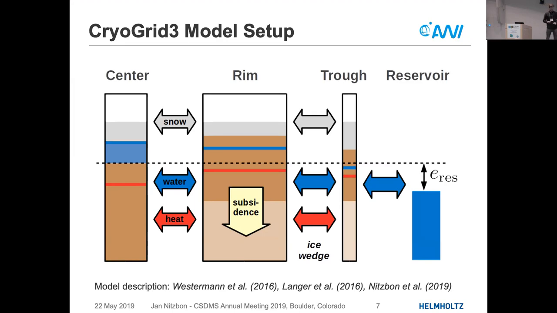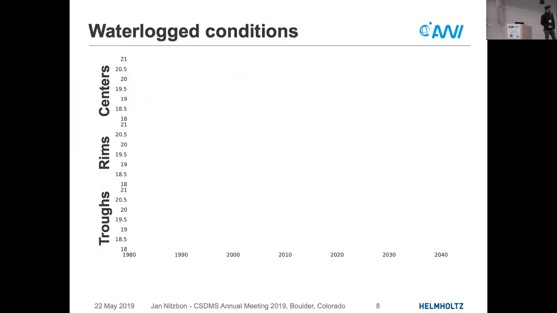Now I would like to show two example simulations for this system. It's a 60-year run. It goes to 2040 here, but it's not a projection. It's just repeating current-day climate conditions. And we have centers, rims, and troughs.